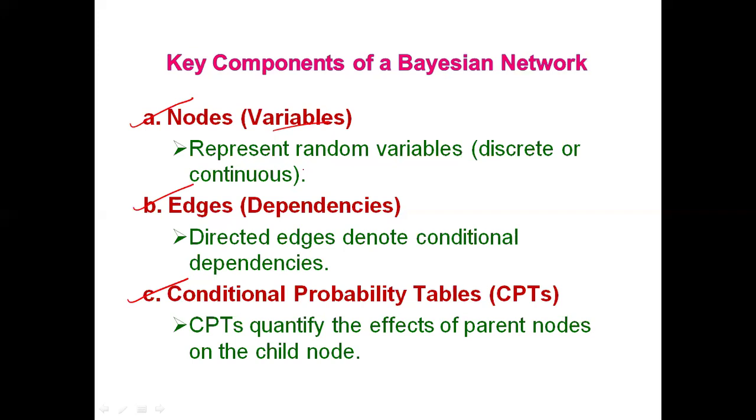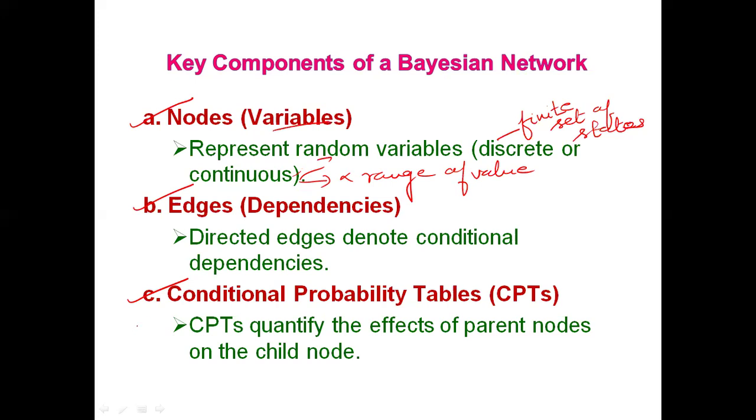Nodes represent the random variables in the system, which can be either discrete or continuous. Discrete means a finite set of states, and continuous means an infinite range of values. That is the difference between discrete and continuous. These variables define the states or conditions that the model evaluates.